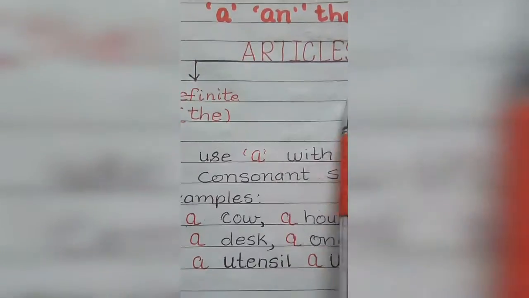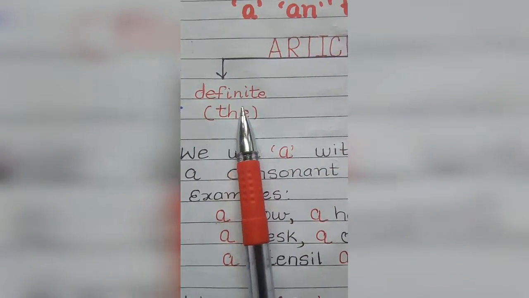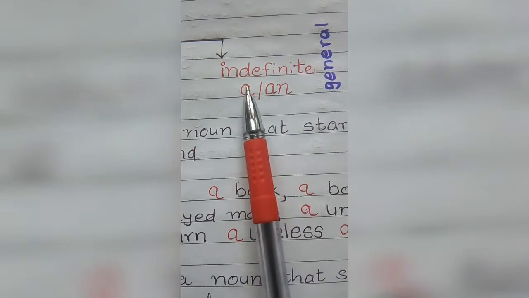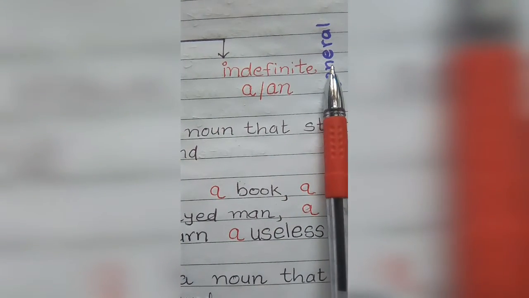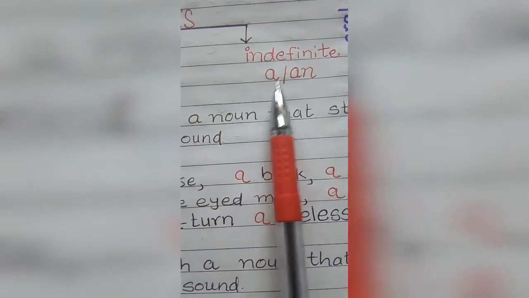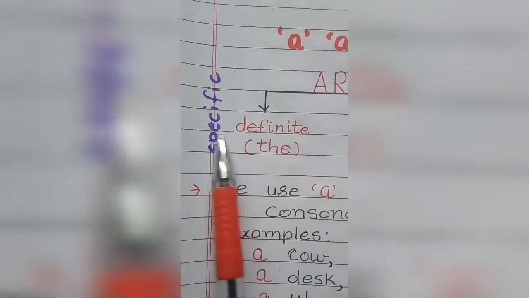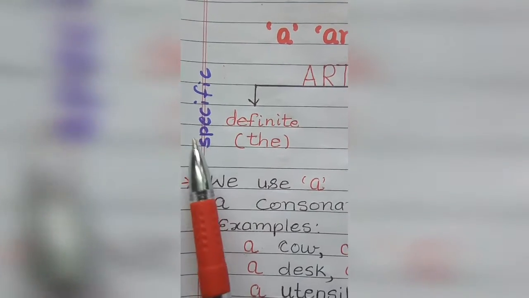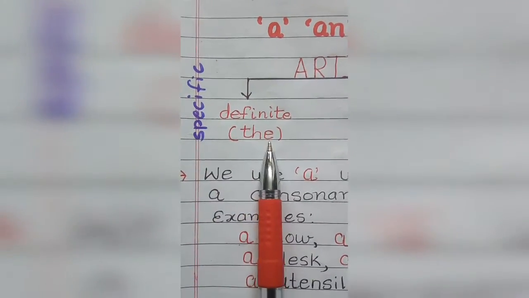Today we are going to learn articles a and the. There are two types of article. You know that definite article the, indefinite article a. Indefinite article, that is general. Before a general noun we use a, and definite article, that is specific. Before a specific noun we use the.